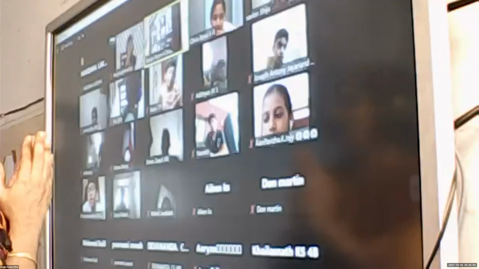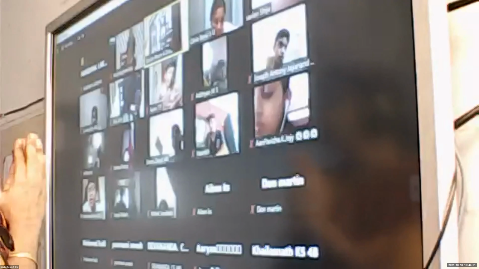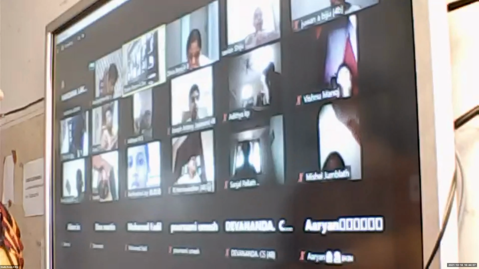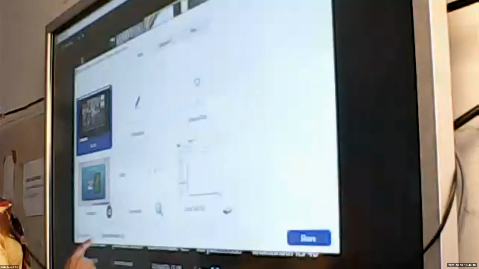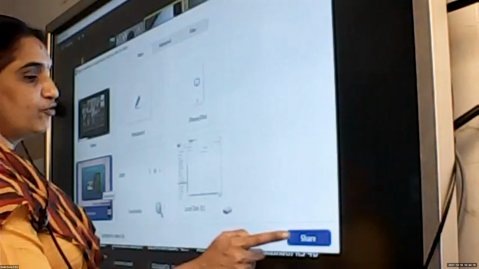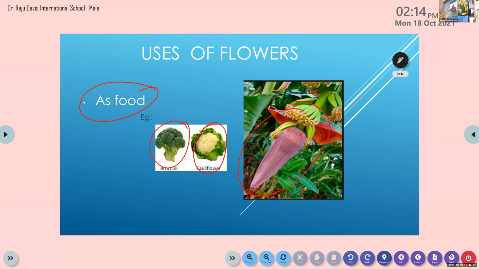Then flowers for floral carpets. During the Onam season, you all make floral carpets, isn't it? Pookalam. Floral carpet means pookalam. For making that, you need flowers. Also for decoration, for marriage functions and all, we need garlands, isn't it? So here is another use.